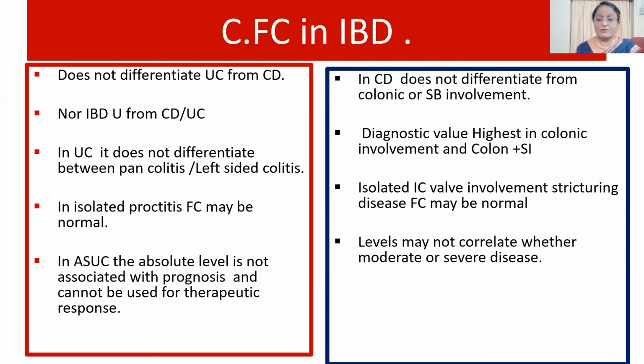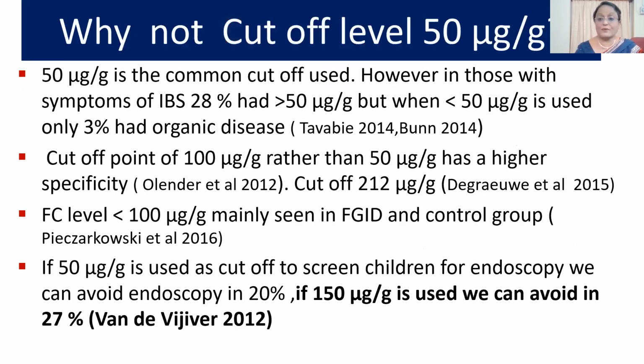The diagnostic value is highest in colonic involvement, but next it can be used when the colon and the small bowel are both involved. In isolated IC valve involvement or stricturing disease, FC may be normal, and FC may not correlate with whether you have moderate or severe disease; one cutoff is not there. So these are the three areas where FC levels have drawbacks. One, the variations with different factors. Second, non-IBD conditions associated with elevated fecal calprotectin levels. And even in IBD, there are so many pitfalls.